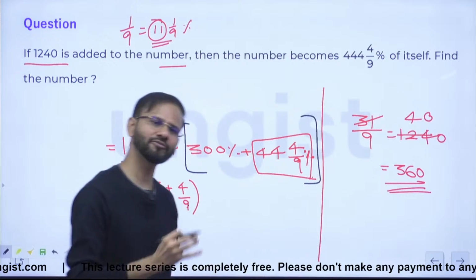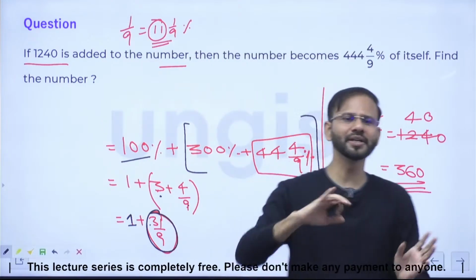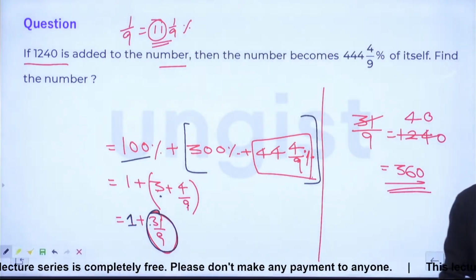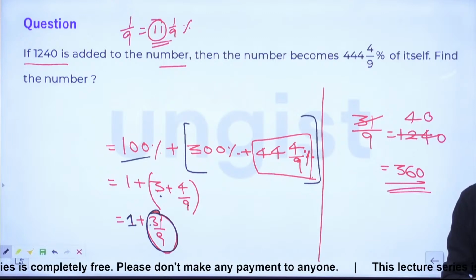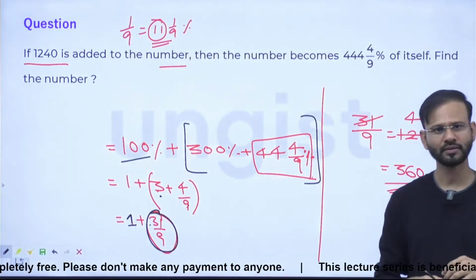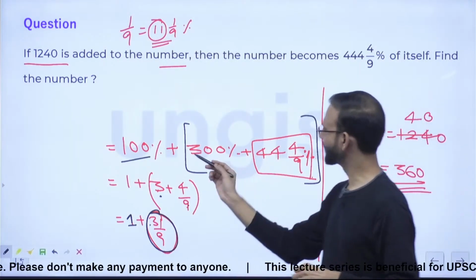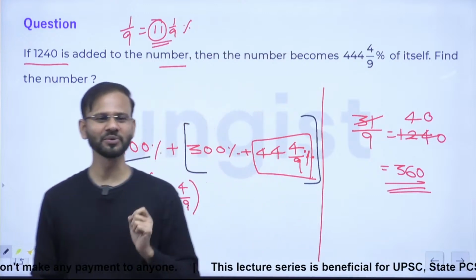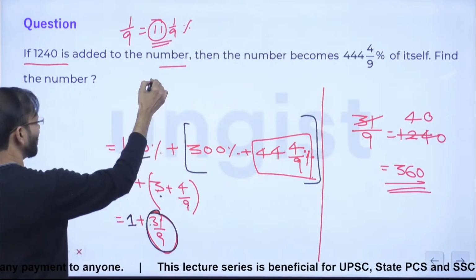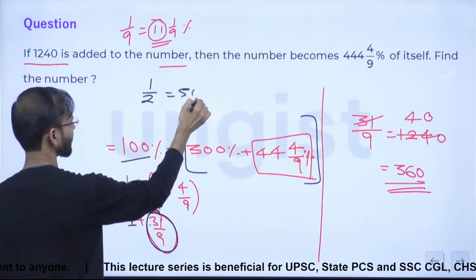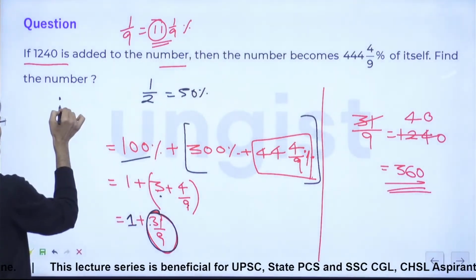Question कह रहा है कि 1240 ऐड किया गया है तो नंबर अपने इतने परसेंट हो गया है. वो परसेंटेज कहाँ है? 100%, 300%? कहाँ से आया? कहाँ गया? अरे भाई देखिए, 100% क्या होता है, मुझे एक बात बताइए, 1/2 आप कह रहे हैं 50% होता है, ठीक यही है, तो 1/1 कितना होना चाहिए?